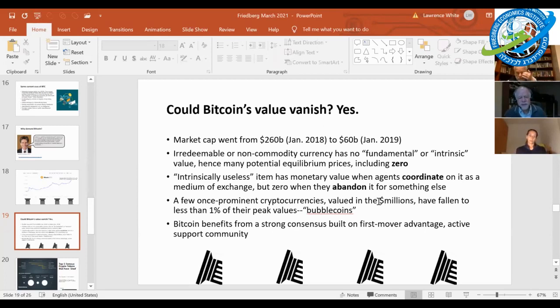There have been some other cryptocurrencies that have fallen to basically zero, less than 1% of their peak value. People sometimes call them bubble coins. There are websites devoted to dead cryptocurrencies and what happened to them. I don't expect that to happen to Bitcoin because it's got a pretty strong consensus based on its first mover advantage. It was the first cryptocurrency. It has proven robust. Its mechanism for validating transactions, for validating transfers, has never broken down. It hasn't been hacked. And it has an active support community, by which I mean there are lots of for-profit firms arranged around Bitcoin promoting its use by making it easier to accept, easier to transfer. There are exchanges, there are payment processors, and so on.